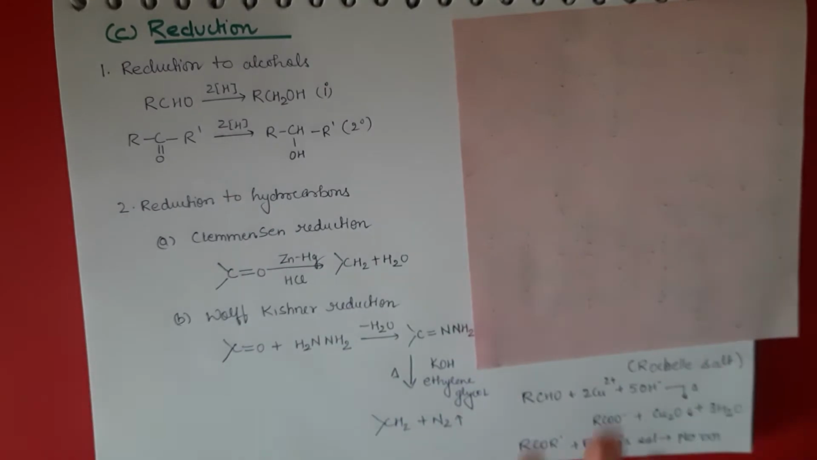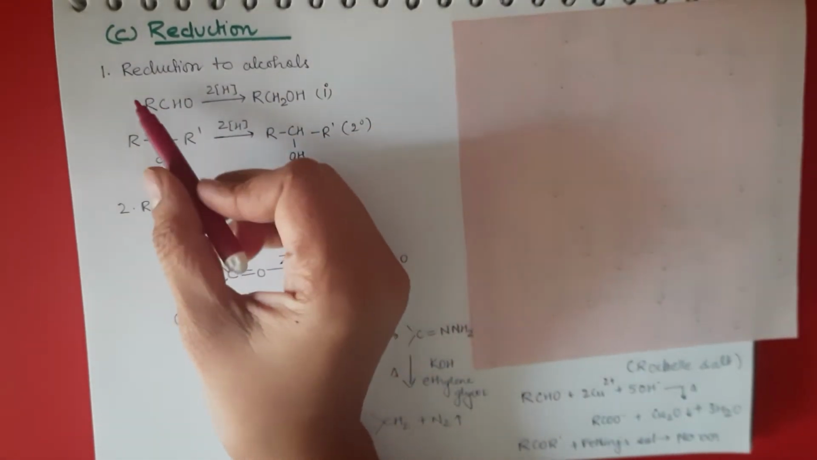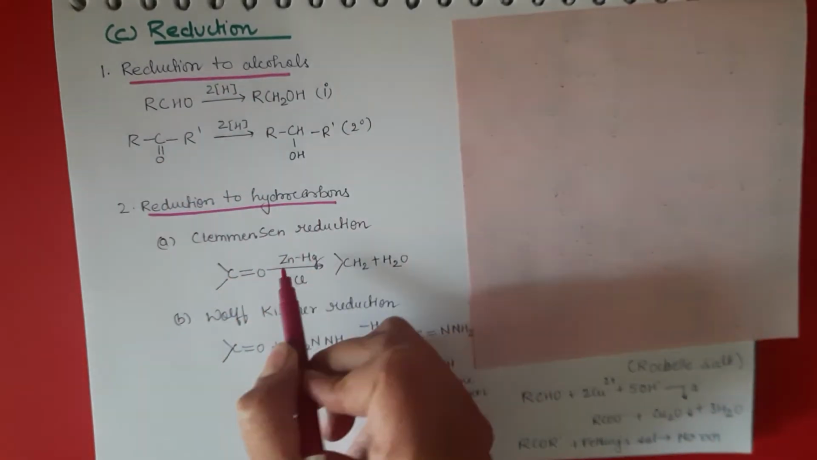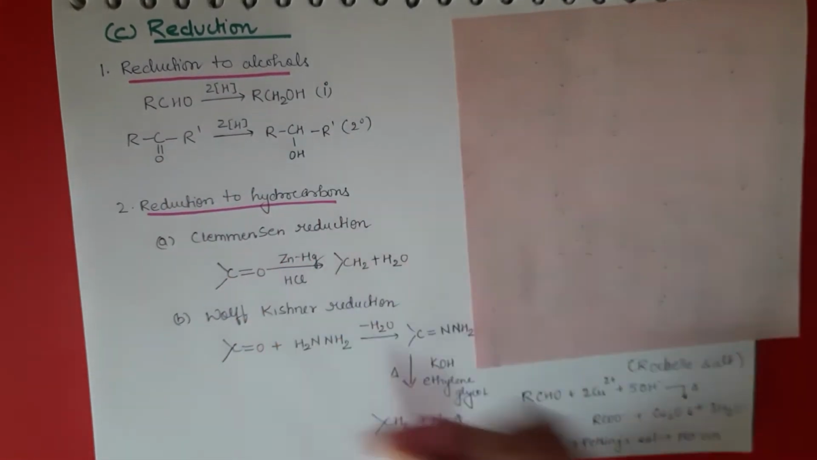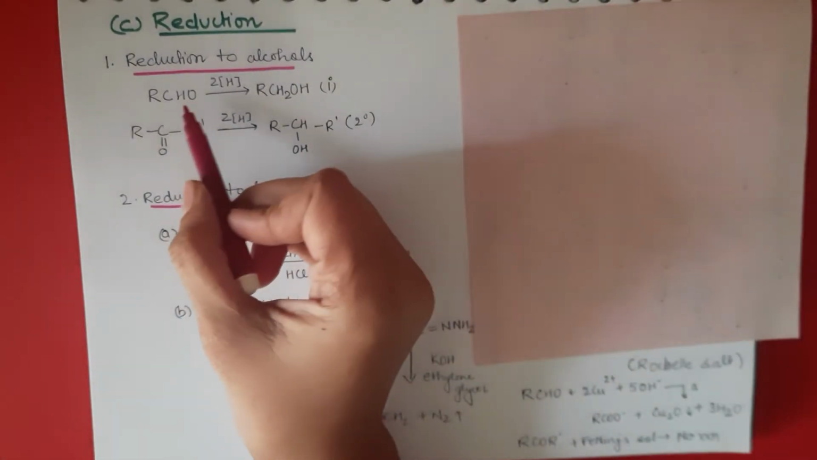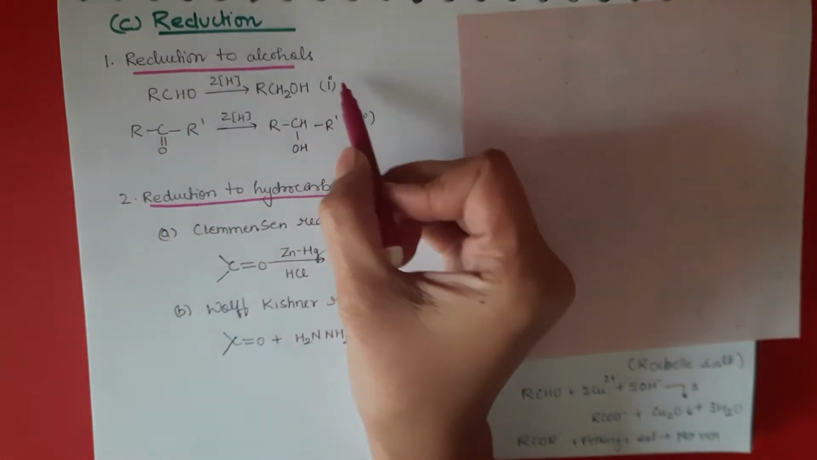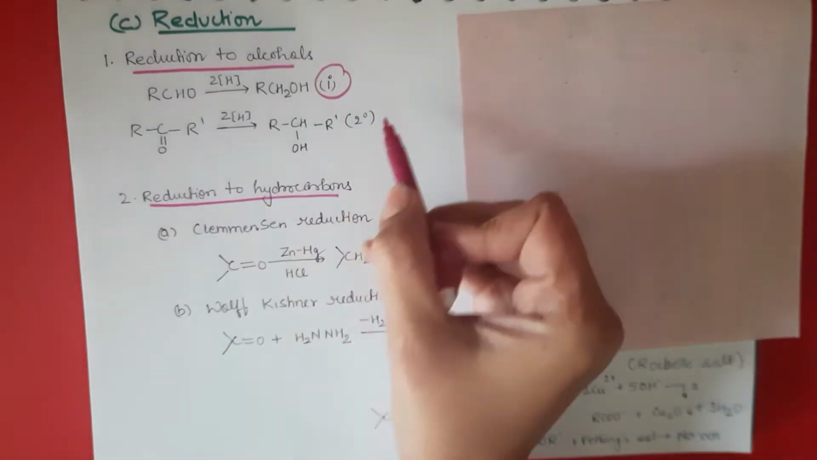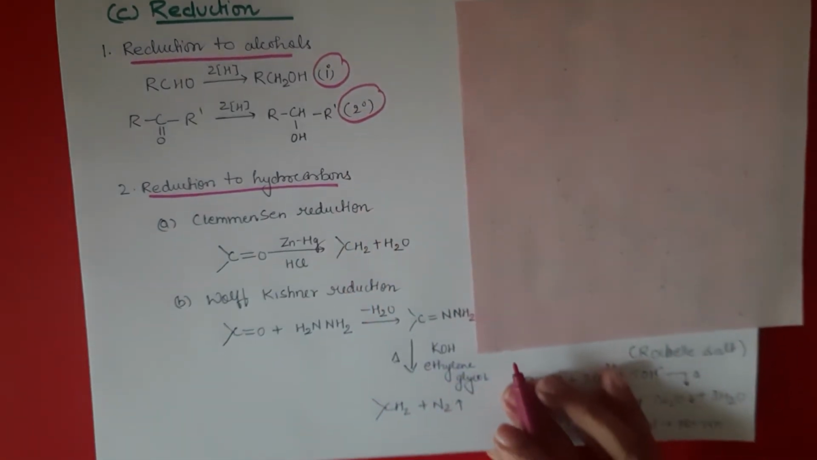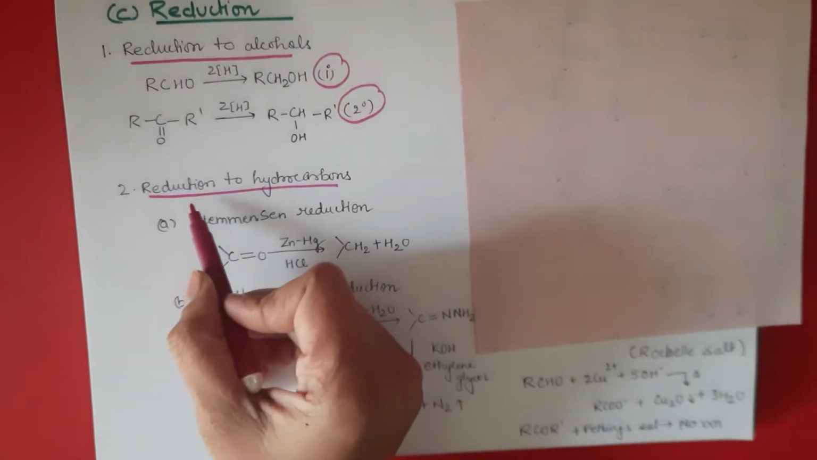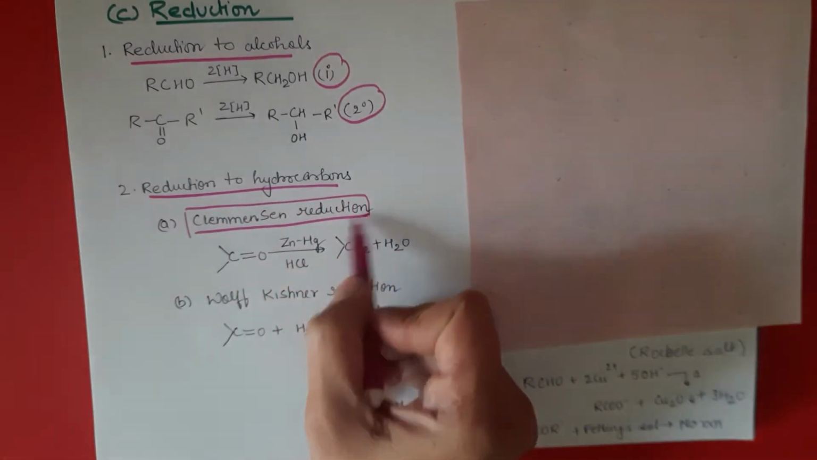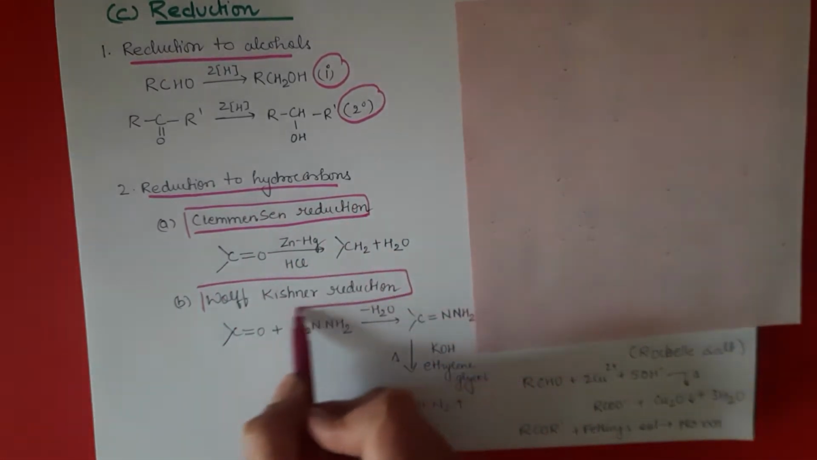In this, we have to see two types of reactions: reduction to alcohol and reduction to hydrocarbons. Aldehydes and ketones can be reduced to alcohols and also to hydrocarbons. CHO, an aldehyde, is reduced to a primary alcohol, and a ketone is reduced to a secondary alcohol. For reduction to hydrocarbon, there are named reactions, Clemmensen reduction and Wolff-Kishner reduction.